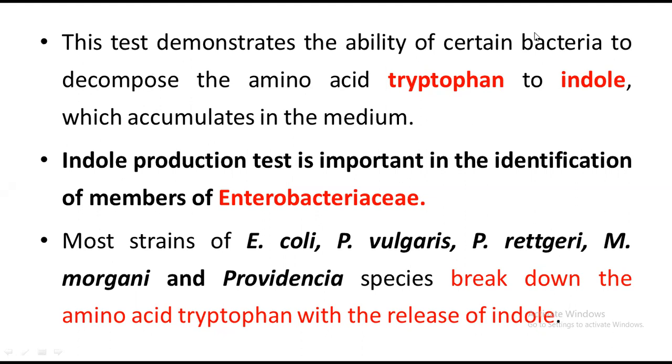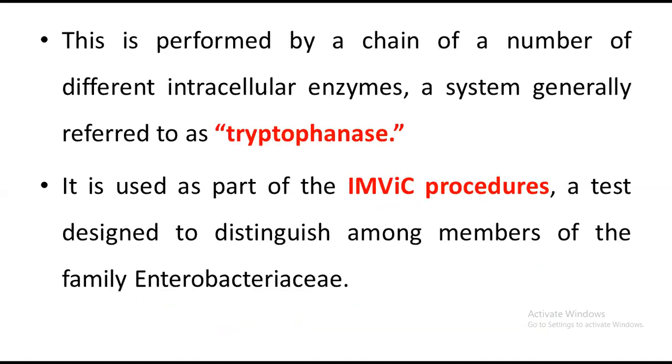Most strains of E. coli, Proteus vulgaris, and Proteus rettgeri, and other bacterial species break down the amino acid tryptophan with the release of indole, as I have told you. So these bacteria give a positive indole test. This is performed by a chain of different intracellular enzymes, a system generally referred to as tryptophanase. As I have told you, basically we have to detect this enzyme complex known as tryptophanase, so we are conducting this test.